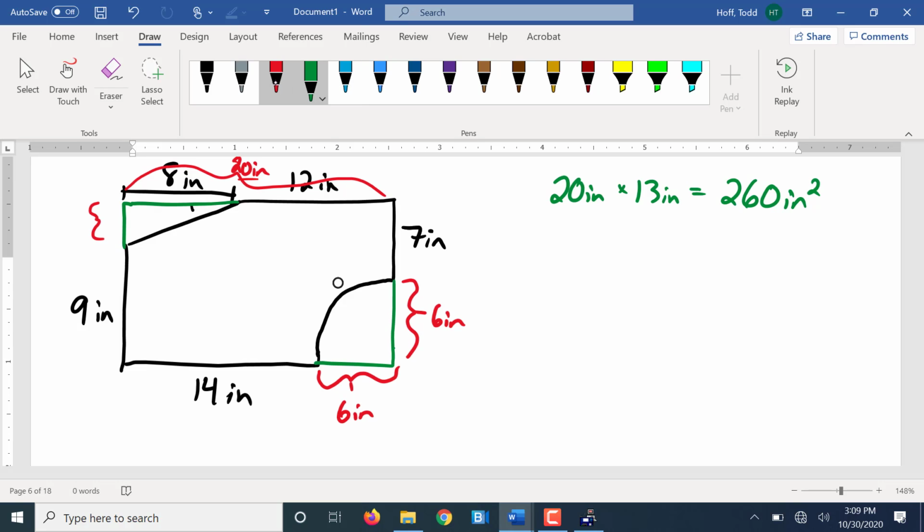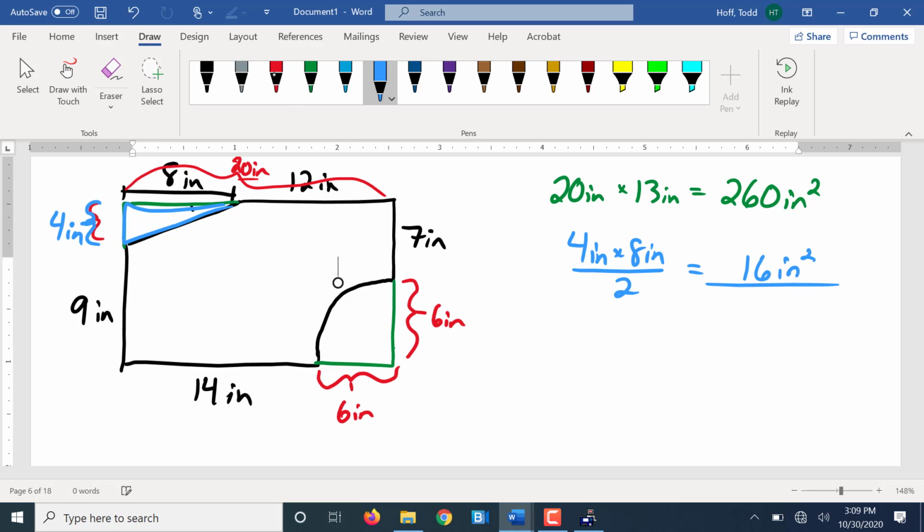Now we need to find this dimension so that we can find the area of that triangle. What's that have to be? This has to be how big? 4. So how do we find the area of that triangle? 4 times 8. Then what? Divide by 2 because it's a triangle. So that's 16 square inches. We subtract to get 244.